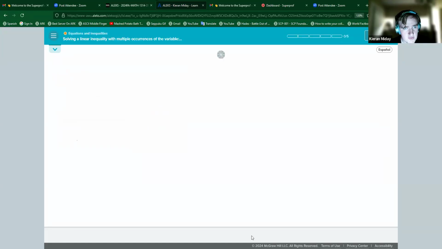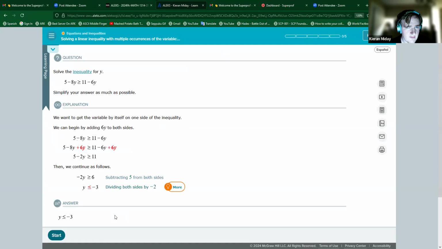Linear inequality. Okay, so this one looks like a build-up from the inequality, the last one that we did. And it's pretty simple. We're just collecting terms. No big deal here. That's all that's happening.